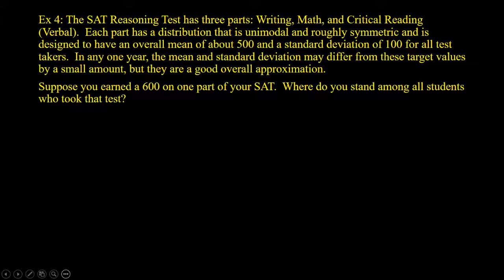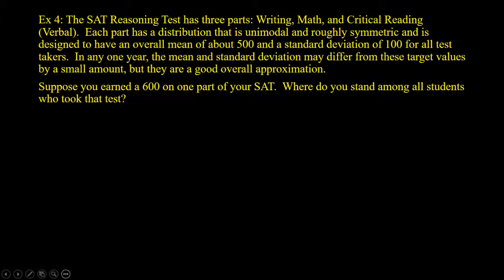Chapter 5, Example 4. The SAT reasoning test has 3 parts: writing, math, and critical reading, verbal. Each part has a distribution that is unimodal and roughly symmetric, and is designed to have an overall mean of about 500 and a standard deviation of 100 for all test takers. In any one year, the mean and standard deviation may differ from these target values by a small amount, but they are a good overall approximation.